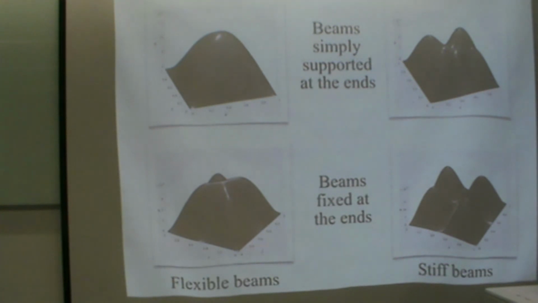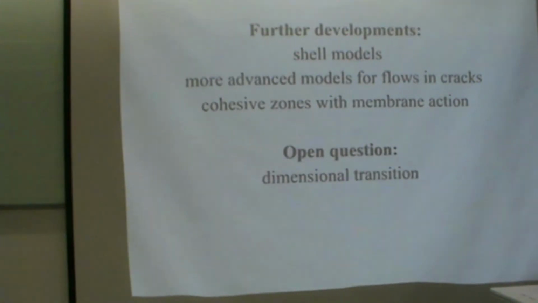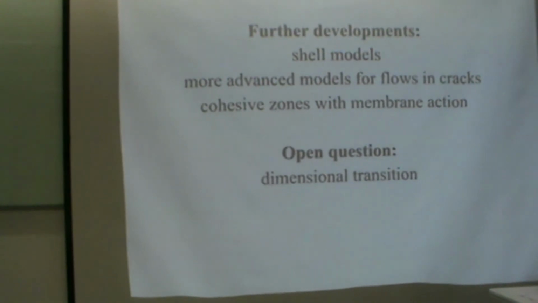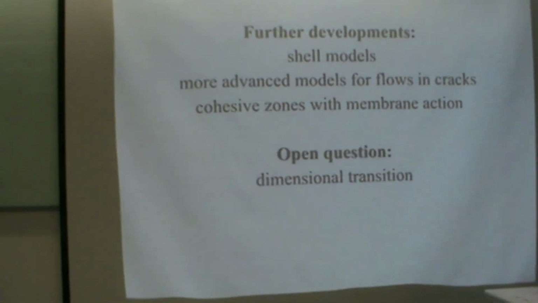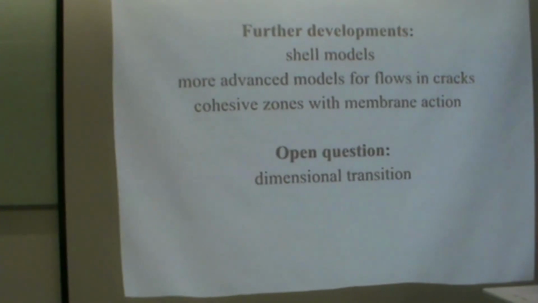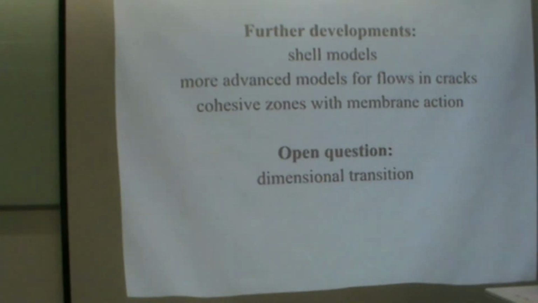Then I fix the beams at the end. The plate is still simply supported, and then you see that even the flexible beams actually have a strong effect because they are fixed at these points. And if they are stiff, they have an enormous effect. Okay, that's my talk. Further developments, yeah, we are considering right now shell models, of course. We are considering more advanced models for flows in cracks where you have a separate field for the crack, for instance. And we are considering cohesive zones with membrane action.